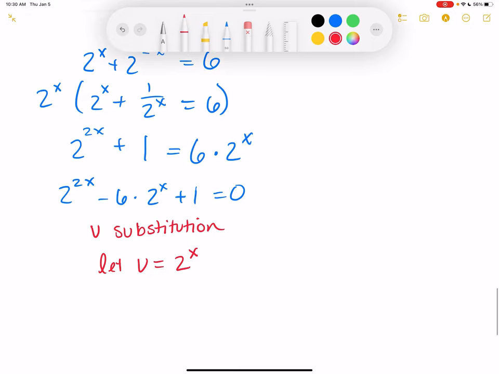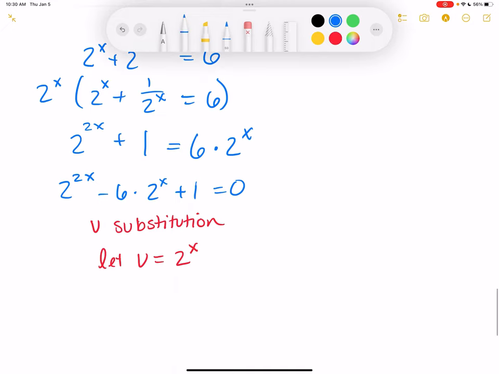So anywhere I see a 2 to the x, I'm going to replace it with a u. So I'm going to have u, but this was a 2x, so I'm going to square it, minus 6 times u plus 1 equals 0, plus u.